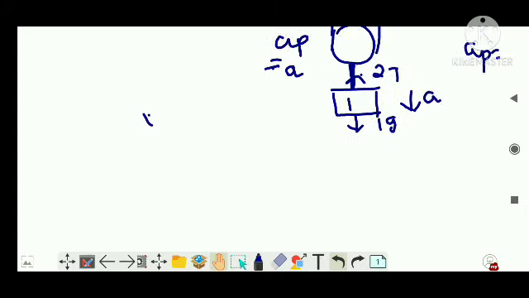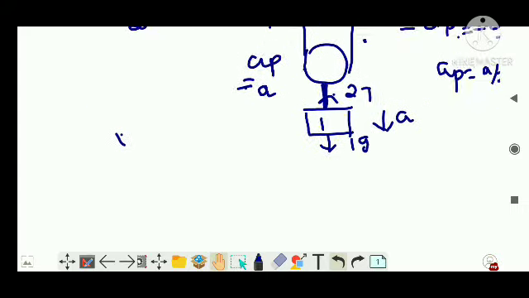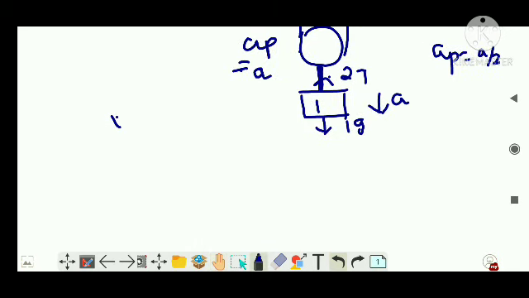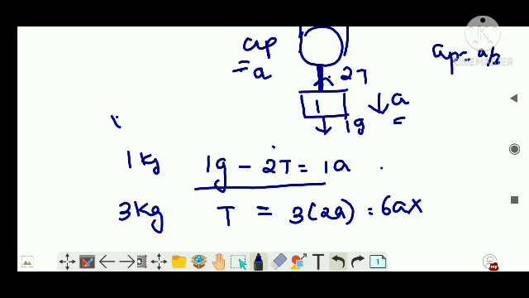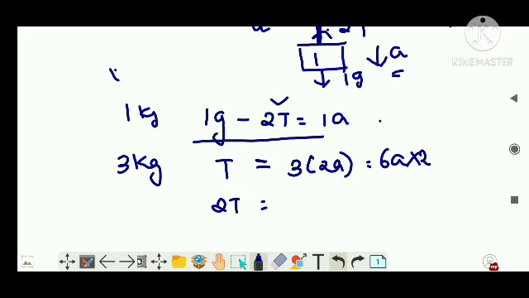We will talk about each mass. Let's take 1 kilogram first. You can write 1G, because it is in the same direction as the acceleration, minus 2T is equal to 1A. Clear? Now this is for 1 kilogram. Similarly for 3 kilogram, look into your figure, guys. You will have T is equal to 3 into acceleration, mass into acceleration, which is 2A, that is 6A. Now we have to solve these two equations. So what should you do? Because here there is 2T, multiply by 2 here, so that the second equation now becomes 2T is equal to 12A.